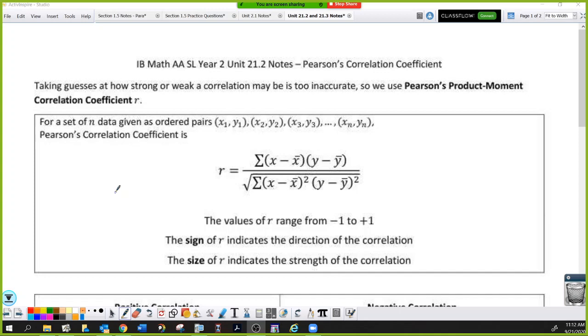Well, we use Pearson's product moment correlation coefficient. That's a mouthful. It's an R value. We use the letter R for this. It is the correlation coefficient. In your IAs, should you do this kind of math, you will not say R value. That will hurt you. No, you will say the correlation coefficient. Or if you really wanted to get fancy, you could say the Pearson's product moment correlation coefficient.